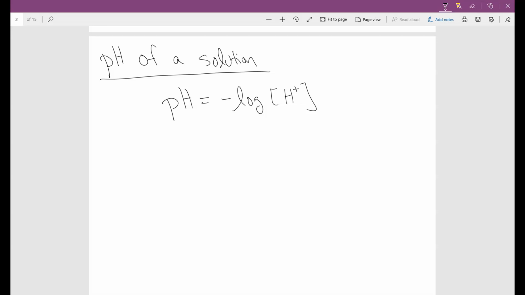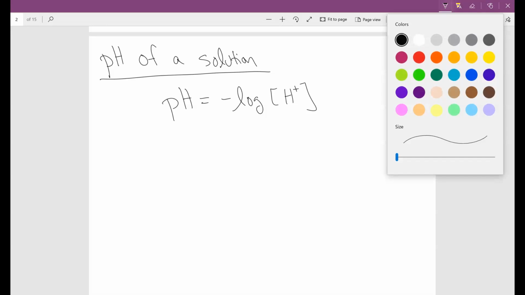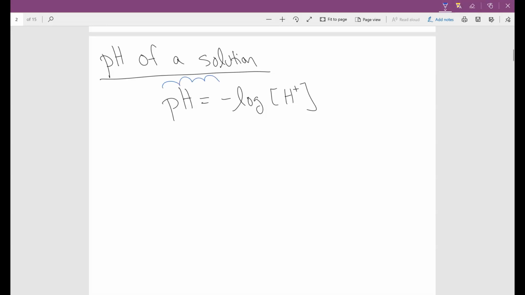So here is a log application, and this is going to be the pH of a solution. This is just a formula for the pH of some sort of solution, and it's equal to the negative logarithm of H plus. If you've taken chemistry, or if you're going to take chemistry, pH, pOH, and pKa, and all this other stuff are going to be useful here. So basically, pH is the power of this hydrogen ion.